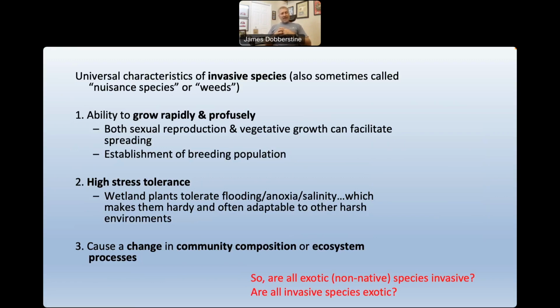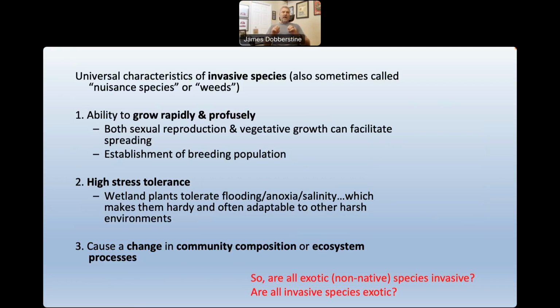They tend to have high stress tolerance. So, wetland plants that are invasive tend to be able to tolerate flooding, anoxia, even salinity, which makes them very adaptable to these new environments.